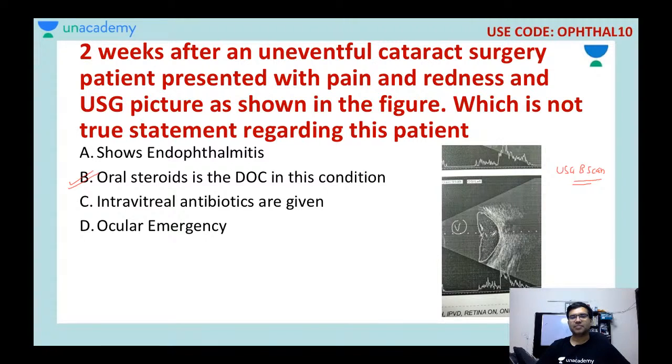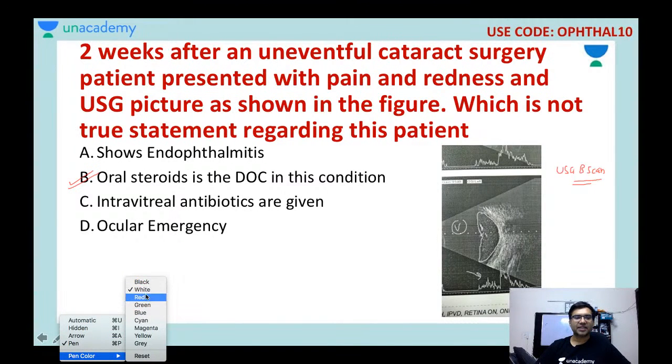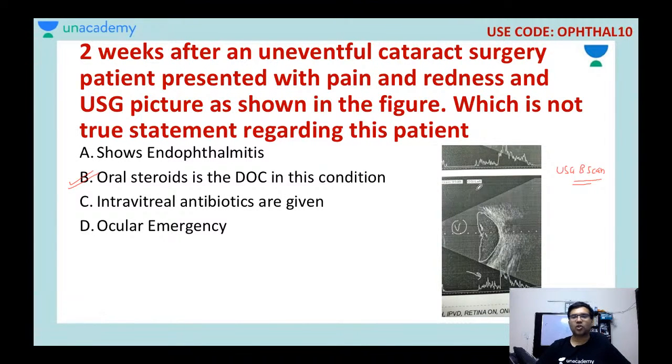You can see some mild to moderate amplitude spikes here. So these are basically the exudates which you can see on the spikes. Now these exudates which are there after cataract surgery, basically the patient is also having pain and redness. So they all are basically pointing towards the diagnosis of endophthalmitis. And the first thing that we do in endophthalmitis is we give the intravitreal antibiotics.